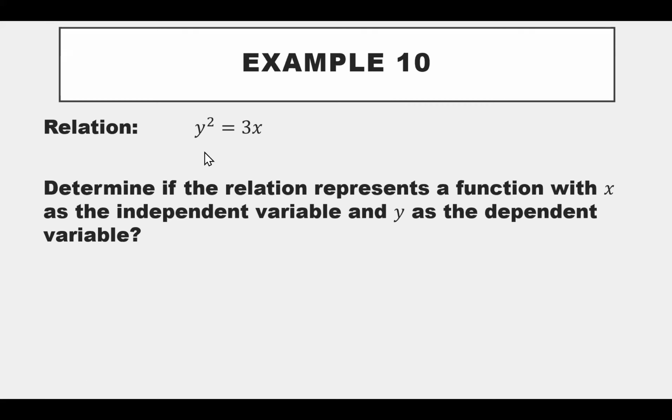Let's do the other equation that we were dealing with earlier. y squared equals 3 times x. We saw a graph of that. We found some ordered pairs that work for that. Let's see if algebraically we can show that this is a function where y is a function of x, or if we can show it's not.